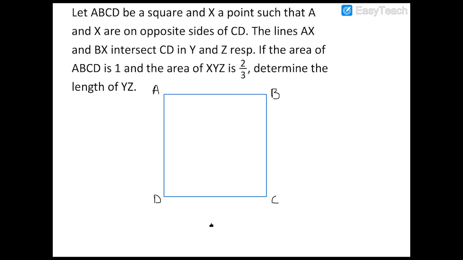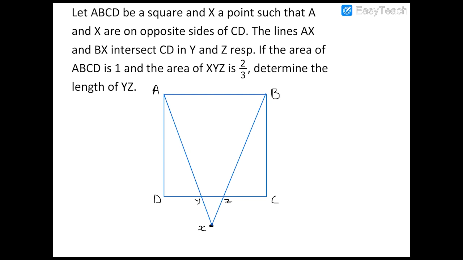Because A and X should be on opposite sides of CD. So A is on this side of CD, X will be on the other side of CD. So this will be point X. Let's just add two straight lines there, this one here and that one there. And then it says the lines AX and BX intersect CD at Y and Z, so Y will be a point here and Z will be a point here.